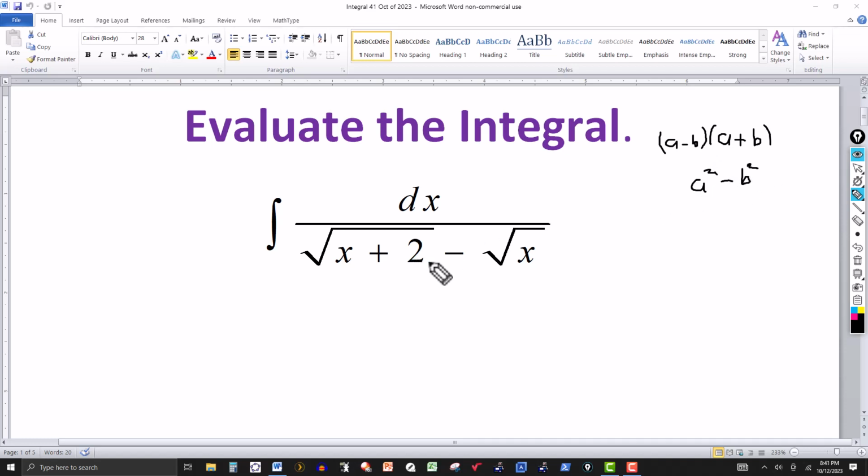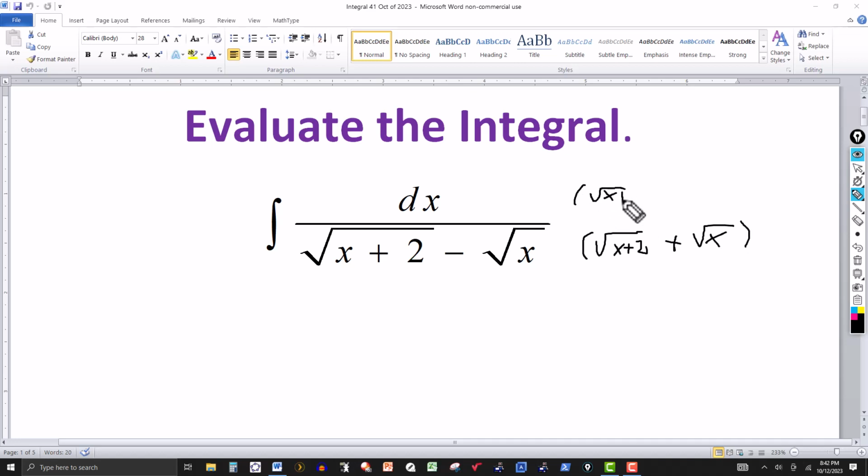So if I multiply the denominator by the conjugate of what we have, in other words, we're going to rationalize the denominator, that'll give me the square of the first expression minus the square of the second one. And that'll eliminate the radical. So we're going to start off by doing this then. We've got the square root of x plus 2. And the conjugate of this expression is the square root of x plus 2 plus the square root of x. Multiply the numerator and the denominator by this.